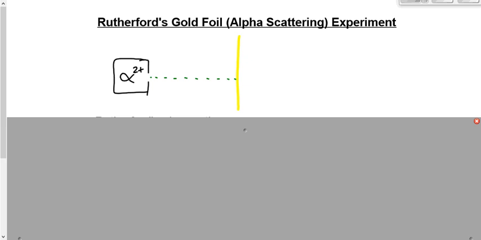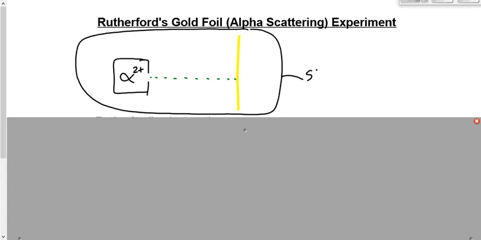Now, surrounding this thing, we have this screen that we call a scintillation screen. It's a screen that will glow when struck by the alpha particles. That allows us to see where the alpha particles struck without being able to physically see an individual alpha particle. So in other words, if the screen glows right here, we know the alpha particle struck right there. Or if it glows right there, we know the alpha particle struck right there.